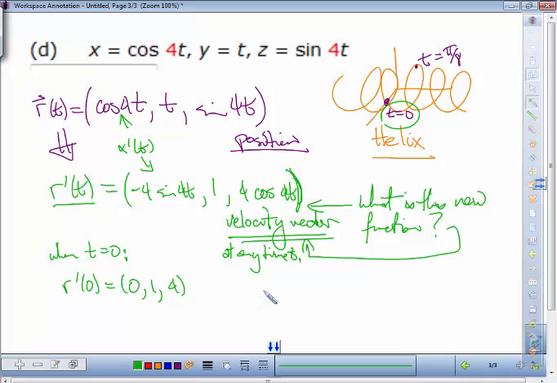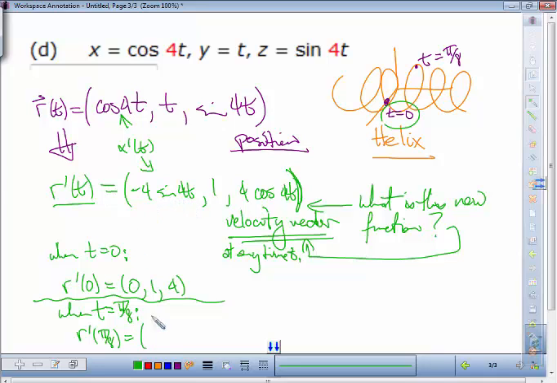And at r prime, I put pi over 8. I don't know if this is going to end up being a nice value, but let's see. When t is equal to pi over 8, we got r prime of pi over 8 is equal to, so what's sine of 4 times pi over 8? That is pi over 2.